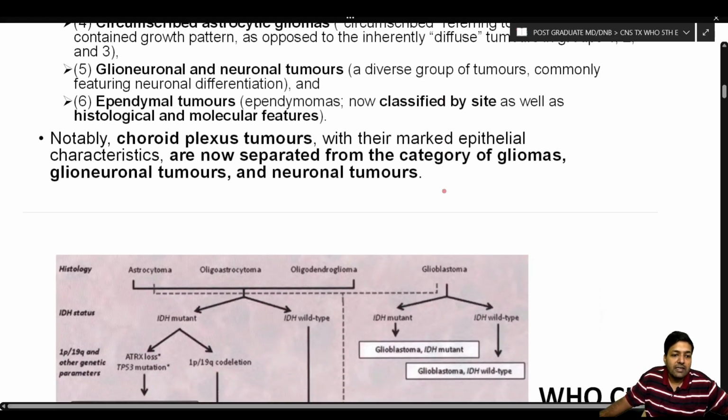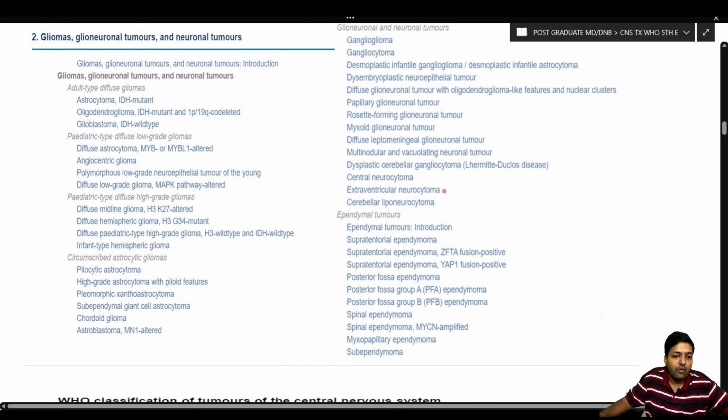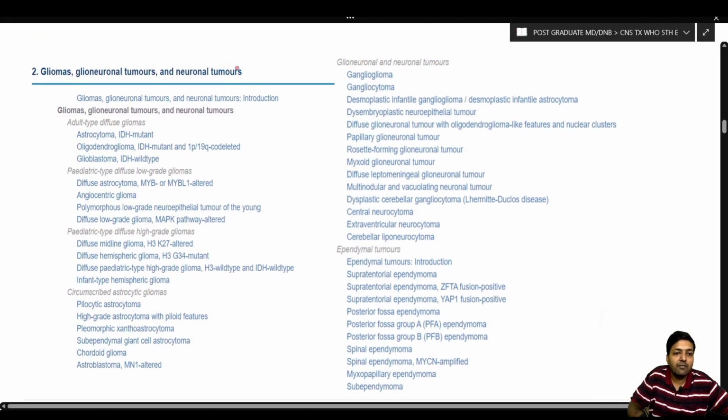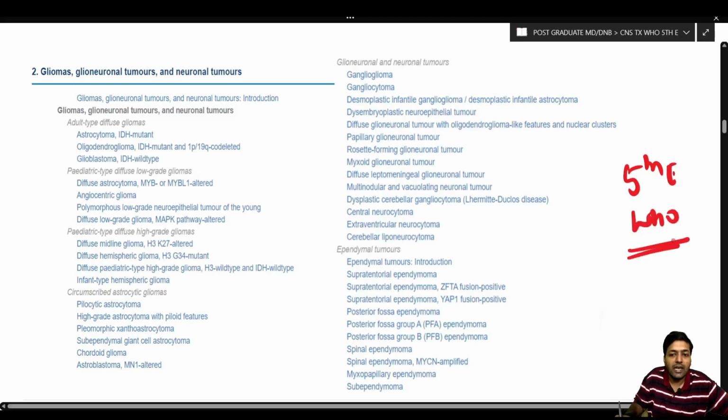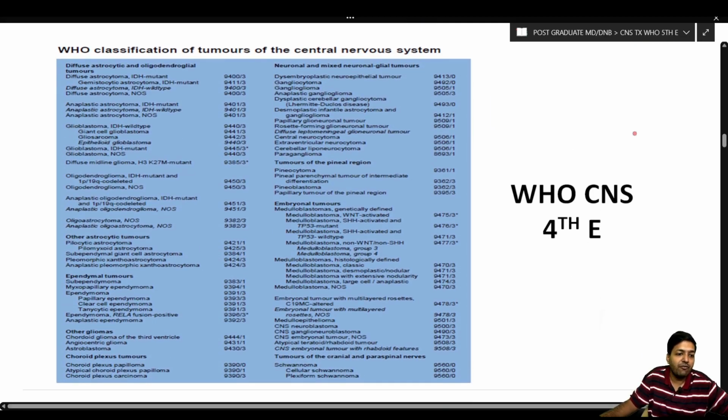Firstly, if we look at the classification system, before we go anywhere, this is the classification given in the 5th edition of the WHO for the gliomas, glioneuronal and neuronal tumors. That is basically for the diffuse gliomas. Mainly this classification is given. So this is the 5th edition, and this is what was given in the 4th edition of the CNS. Now you can appreciate over here, initially only diffuse astrocytic and oligodendroglial tumors were placed under one category, and they had many divisions and different types of divisions under this particular heading.